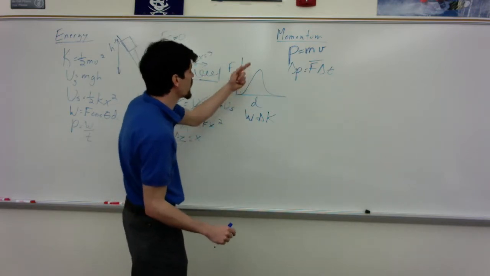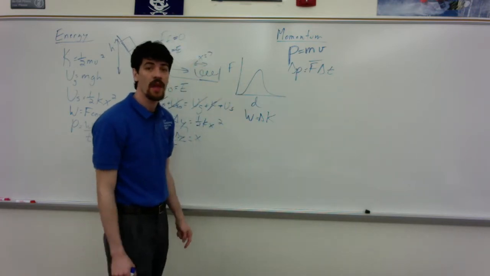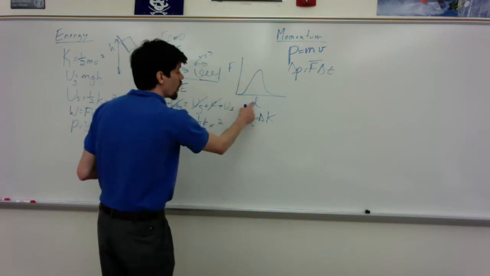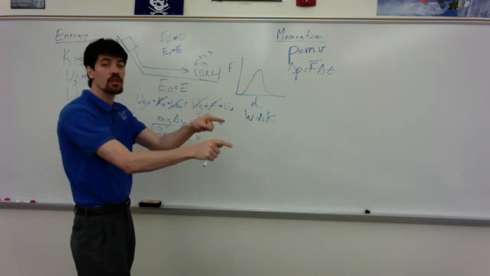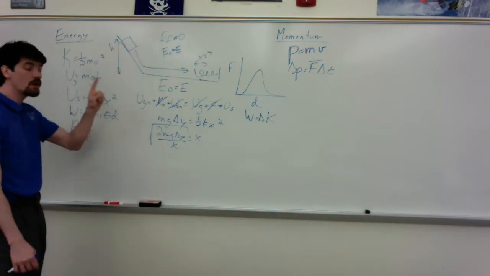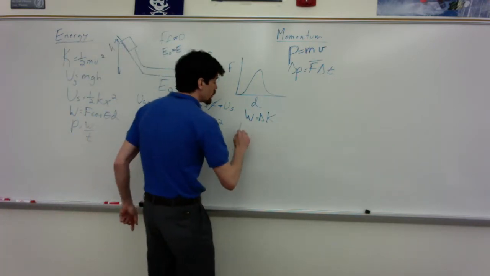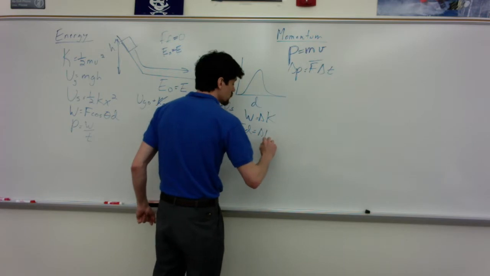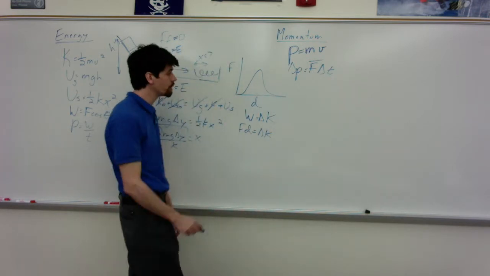How do I find that work done? You say, oh, I've got a changing force, and I've got a distance. How would I find it? Notice, as long as force and distance are in the same direction, the angle between them is 0. So cosine of 0 gives me 1. So this turns into force times distance. So how can I find that?